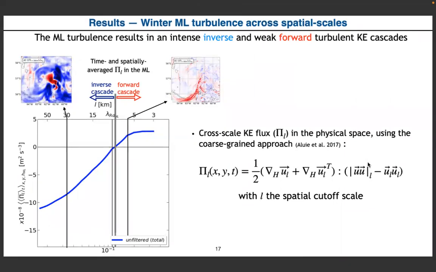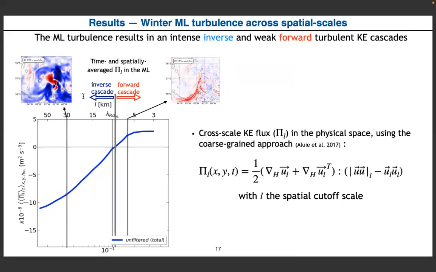So then we actually infer the turbulent cascade. To do that, we look at the cross-scale kinetic energy flux, so that is this nonlinear term. And the sign of this term indicates the direction of the flux. So when it is positive, the flux is downscale, so it corresponds to a forward cascade. And when the flux is negative, it corresponds to an upscale energy transfer, and that's consistent with an inverse turbulent cascade.